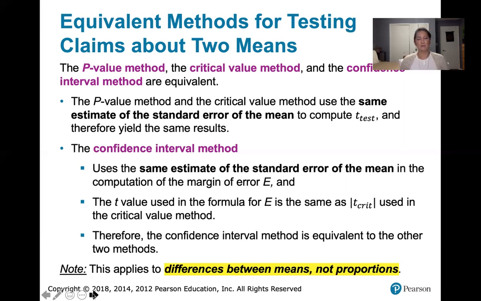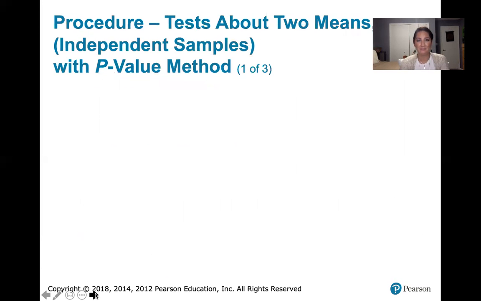And the reason is with proportions, the estimated standard deviation that we use is different when we are assuming the null hypothesis is true, as opposed to when we have no reason to assume that the null hypothesis is true in the confidence interval method. But for right now, know that all three methods are equivalent when you're talking about differences between means.